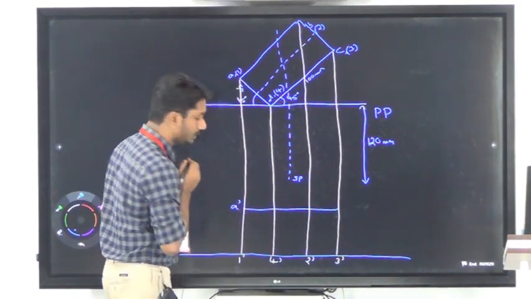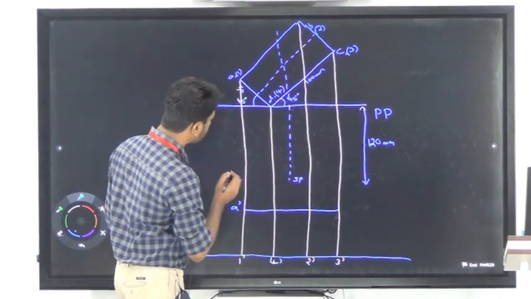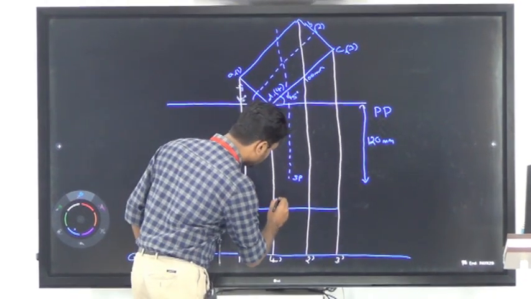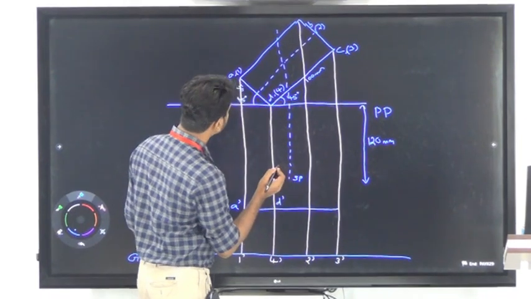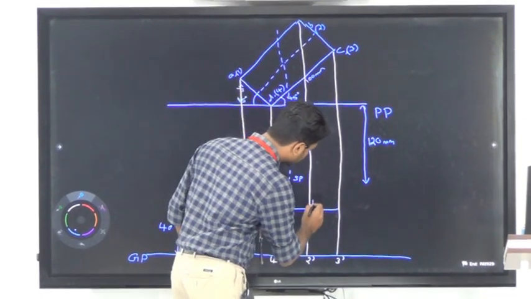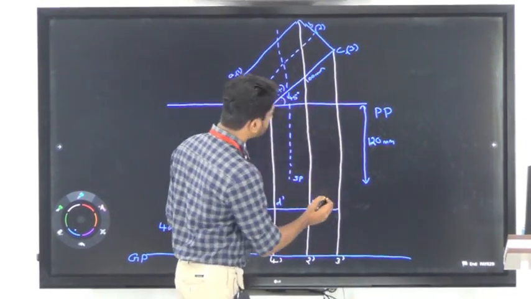So this point will be the point A dash, then this will be the point D dash, then B dash and last one C dash.